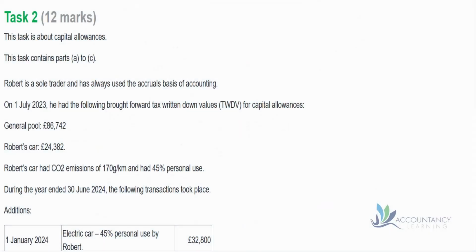Let's have a look at task 2 from the first sample assessment for business tax. Task 2 is about capital allowances. You can see it's for 12 marks, which is a good chunk of the marks for your exam. And with lots of practice, you should be quite competent at this.